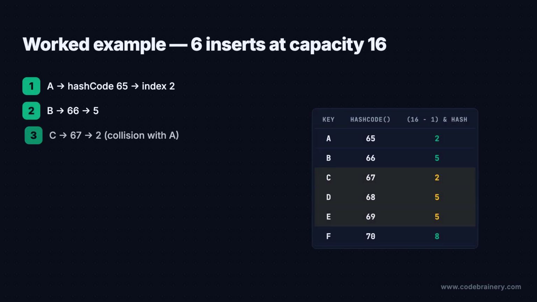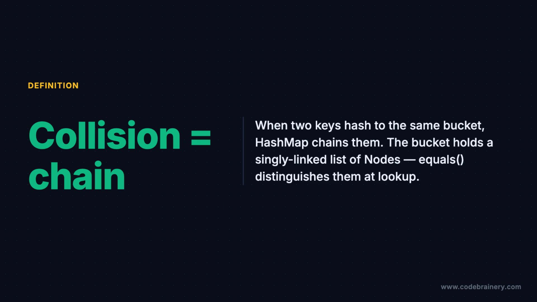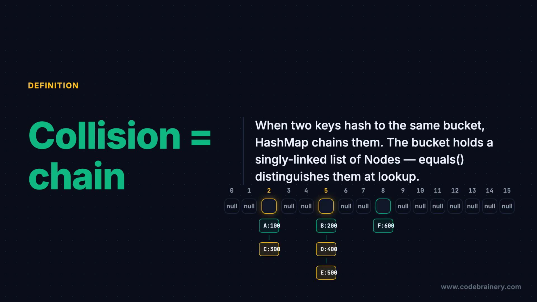Worked example. Capacity 16. We put 6 entries, A through F. Each key's hashCode gives an index. A hashes to 65, index 2. B to 66, index 5. C to 67, also index 2, same as A. D and E both land at 5. F at 8. 3 indices but 6 entries. That is a collision. 2 different keys land in the same bucket. HashMap does not panic. It chains.